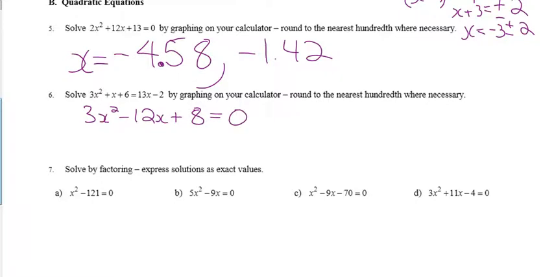Okay, the hard way is you graph 3x squared plus x plus 6 as y1. You graph 13x minus 2 as y2. And then you adjust the window so you can see where they're crossing. And then you find the intersection.